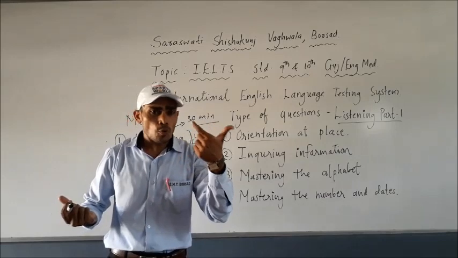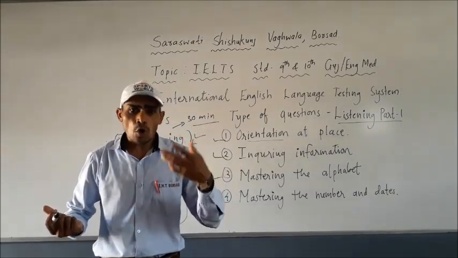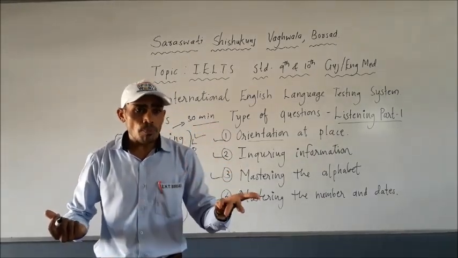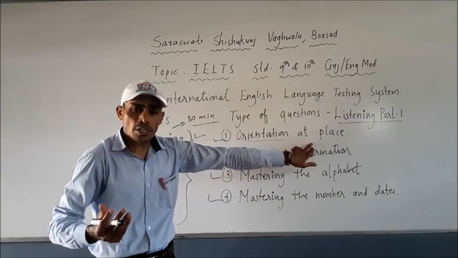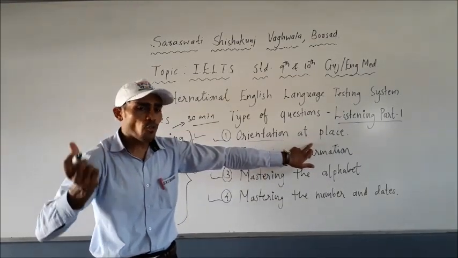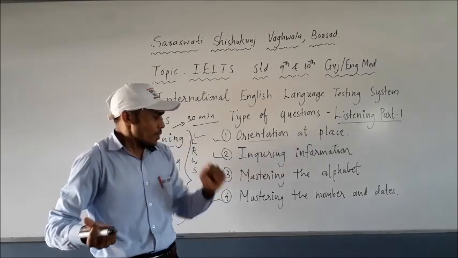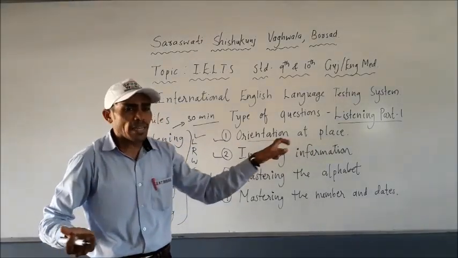That should be a sport club, school, college, admission process. It can be anything, but it is all about orientation at a place. So you need to get a lot of information about the place. The second one, we have inquiring information.